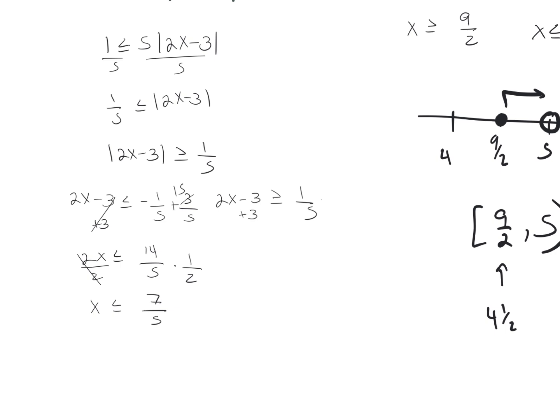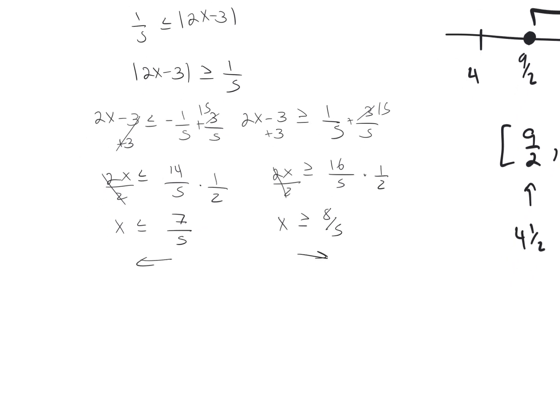Now I add 3 again on both sides. This will become 15/5. So we get 2x is greater than or equal to 16/5. Again, I'll divide by 2 or just multiply by a half. It's the exact same thing. And we're left with 8/5. So we have this one pointing left, this one pointing right. So it's going to be from negative infinity to 7/5 with a bracket, union, bracket, 8/5 to infinity.